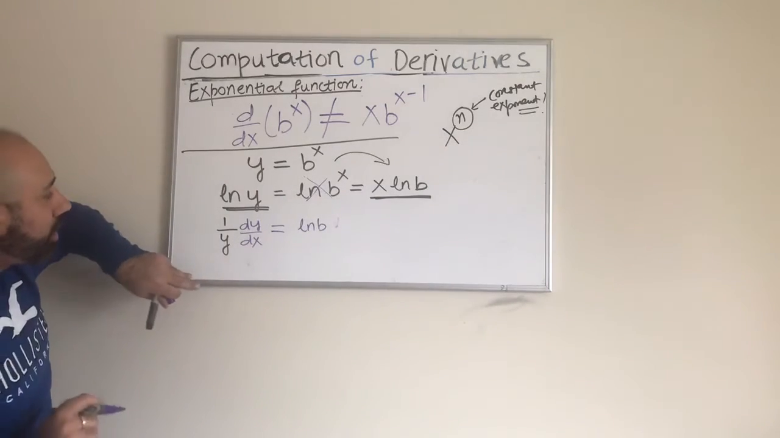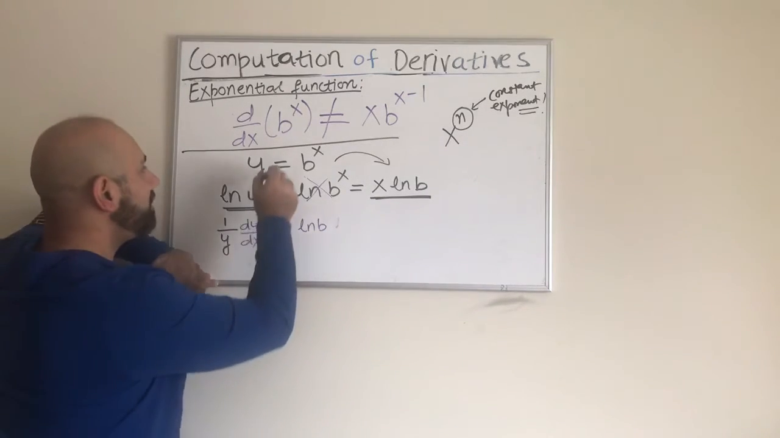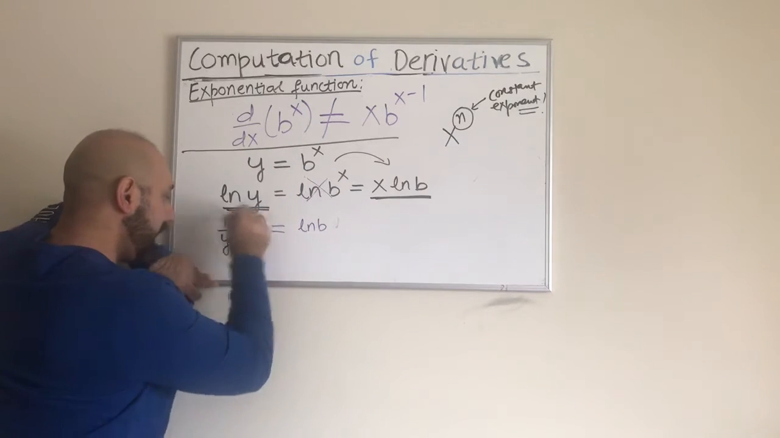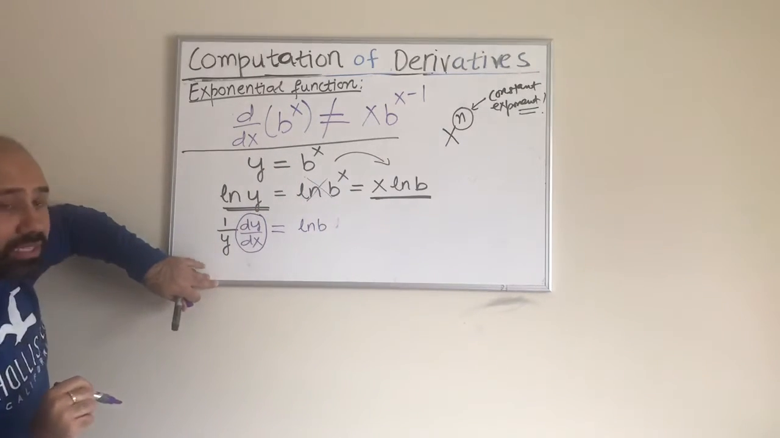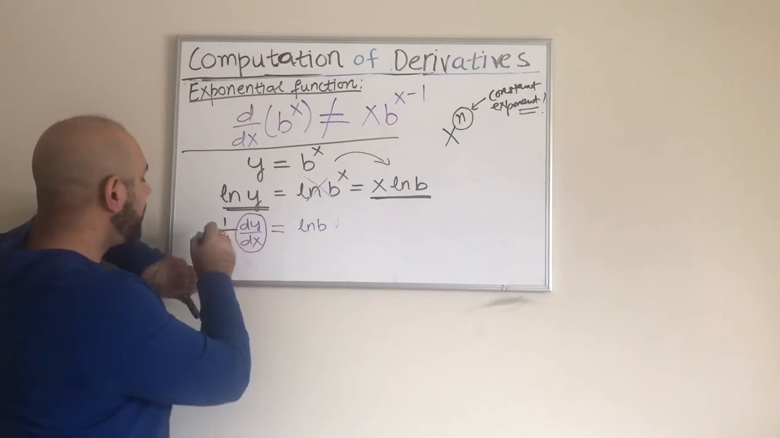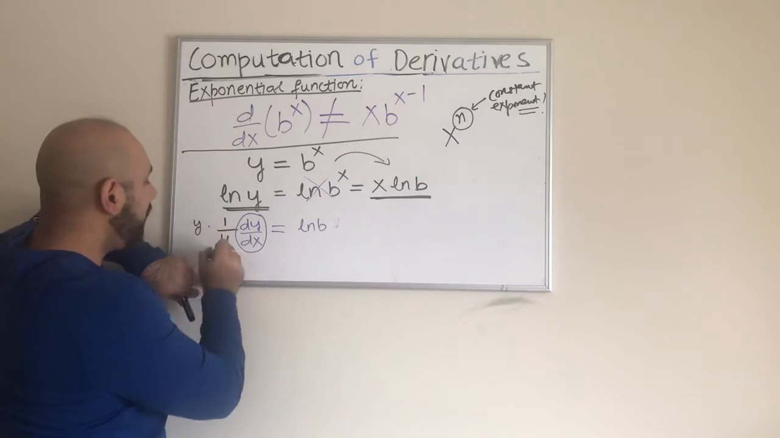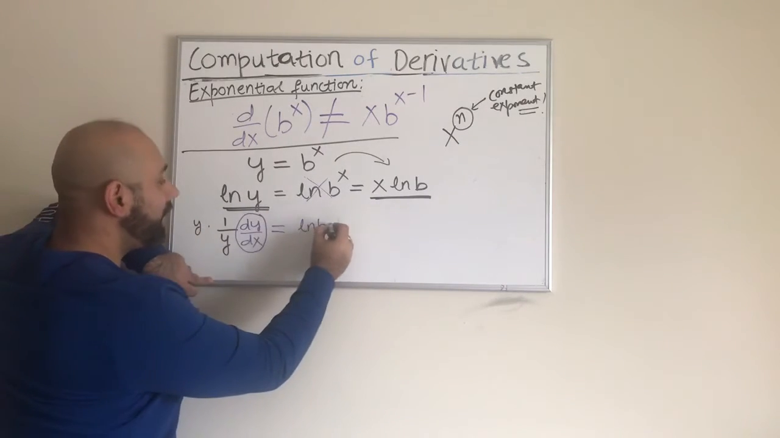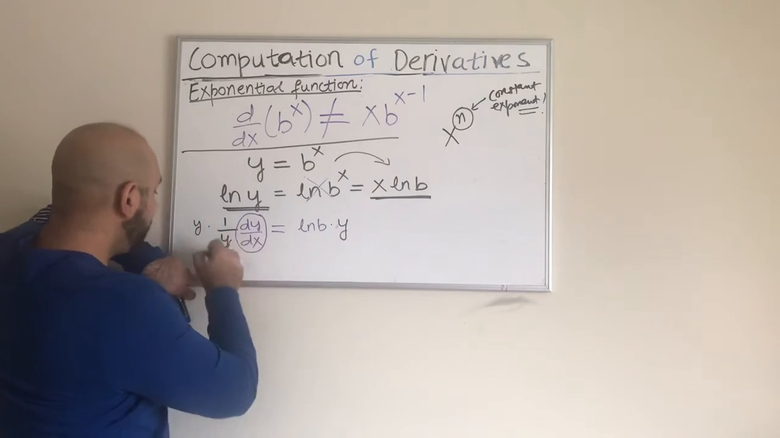Guys, from here, what I was interested in the first place was finding the derivative of this function. That means I was interested in finding dy over dx. So in order to find dy over dx, all we need to do is multiply both sides by y so that we get rid of these y's and we isolate dy over dx. If I multiply the left hand side by y, I have to multiply the right hand side as well. These y's will cross out.